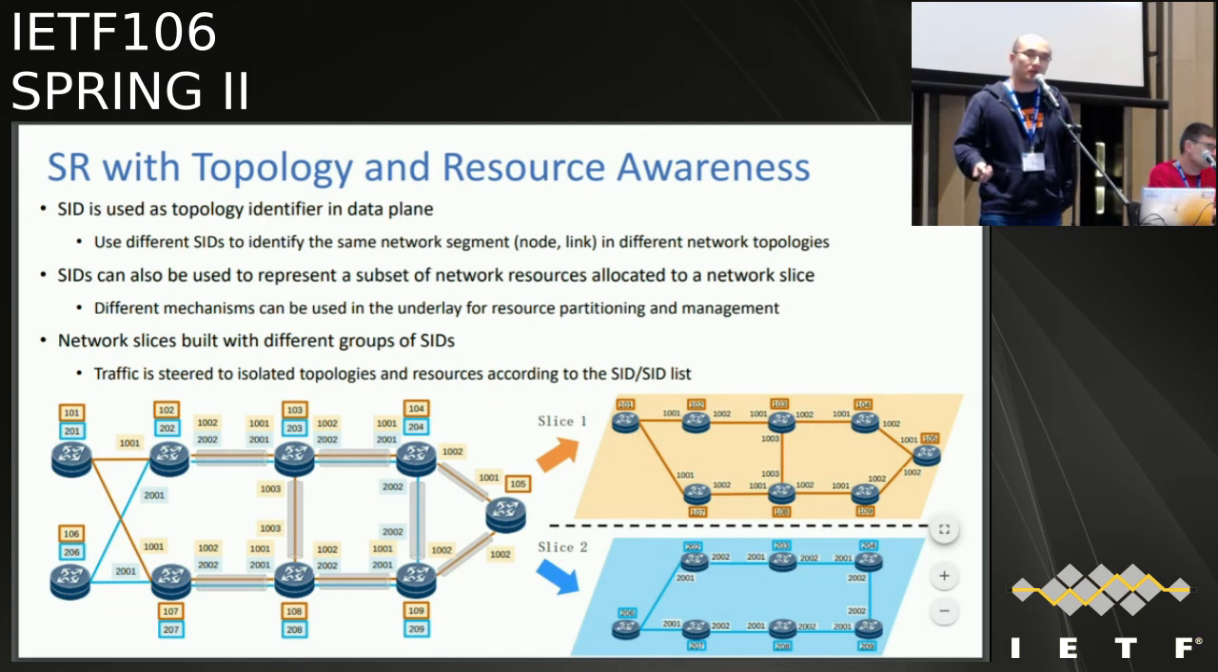And with this mechanism, we can use different groups of SIDs to create different network slices or virtual networks. And with the SID list in different virtual networks, the traffic will go through the isolated topology with the isolated resources, so that we can keep all the traffic in different network slices separated and not interfering with each other.